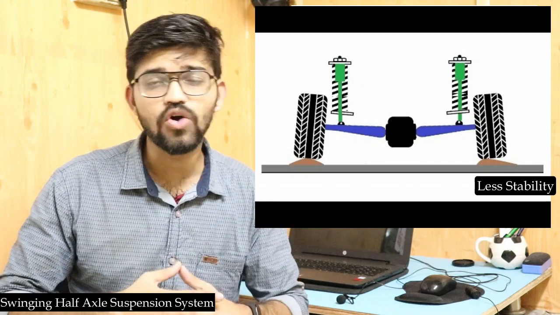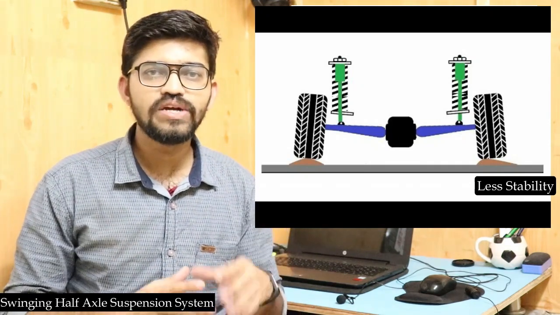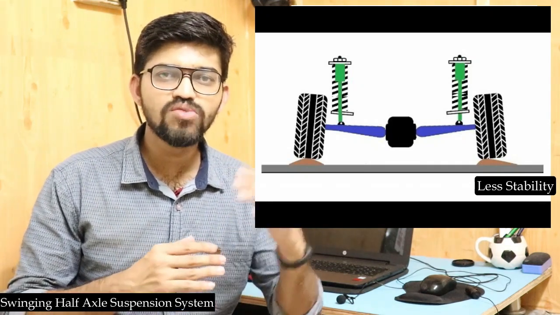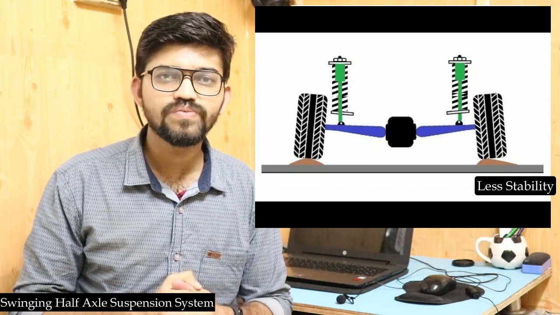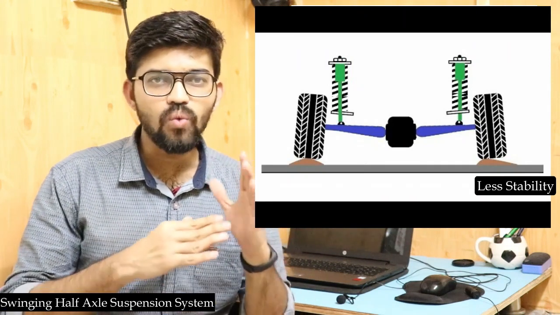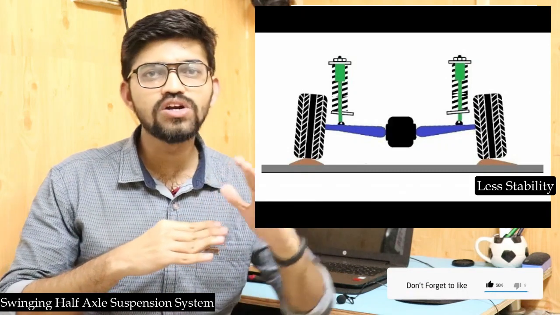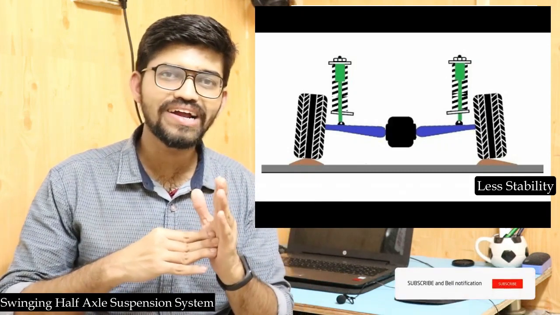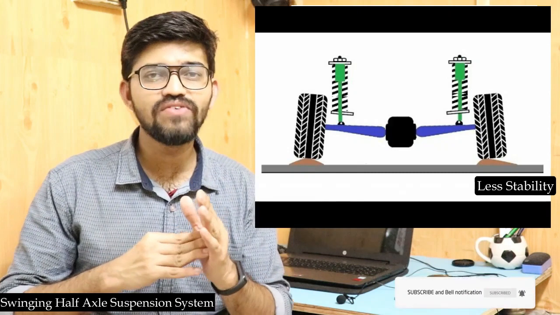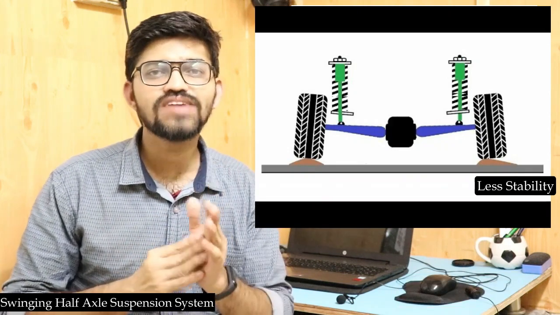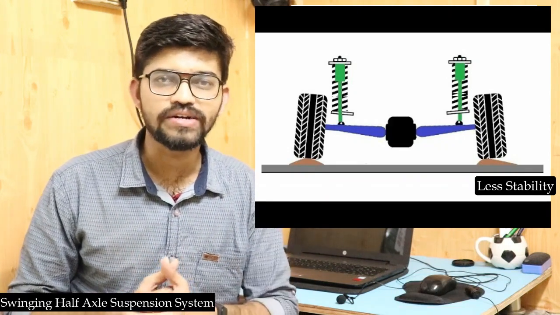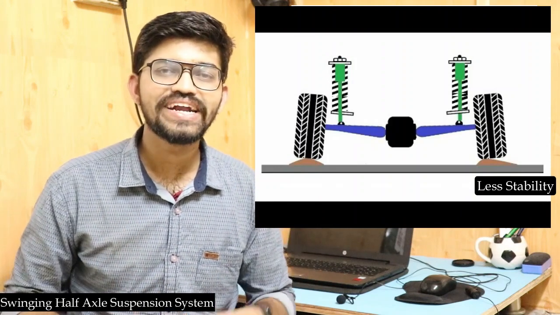Also the camber angle over here gets affected. Also there is a major disadvantage that due to the vertical movement of the wheels, the wheel does not remain perpendicular to the road. The camber angle will get affected, and ultimately when the camber angle gets affected, the stability of the automobile gets affected and the vehicle will lose traction.